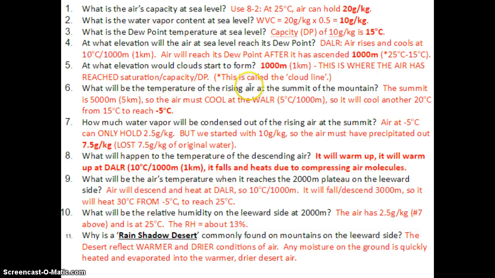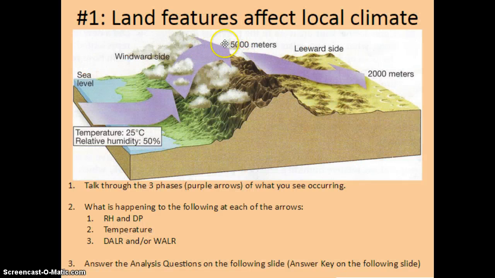What's going to be the temperature of the rising air at the summit of the mountain? We're already 1,000 meters up the mountain, and the summit is 5,000 meters total. So the air has to cool at the wet adiabatic lapse rate, or 5 degrees per 1,000 meters, for the next 4,000 meters. That means it's going to cool another 20 degrees Celsius. So 15 minus 20 means it reaches negative 5 degrees Celsius at the summit, and that's up here.